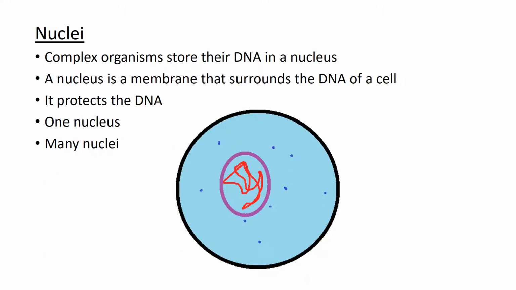Complex organisms store their DNA in a nucleus, and a nucleus is a membrane that surrounds the DNA of a cell, and it protects the DNA. In this image, the purple oval surrounding the red DNA, that's the nucleus. And it makes sense if you think about it. Complex organisms are going to have a lot of DNA, and they're going to live for more than 20 minutes. So it makes sense that they would want to protect that DNA.